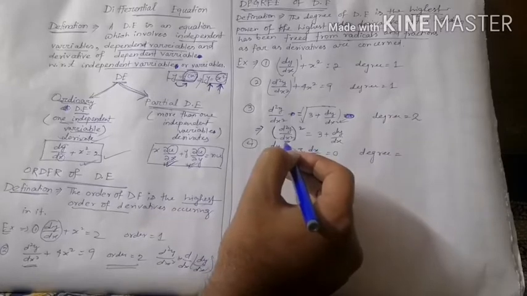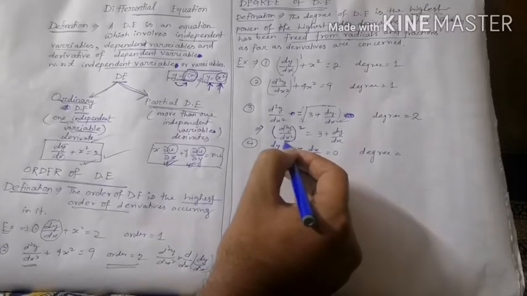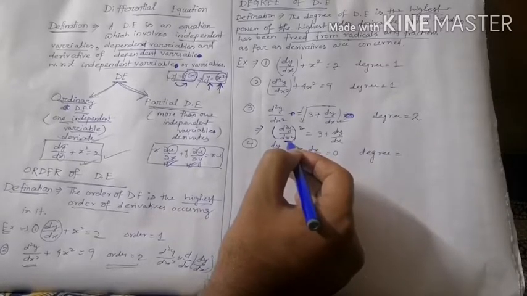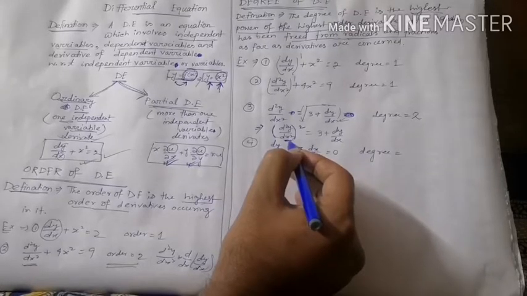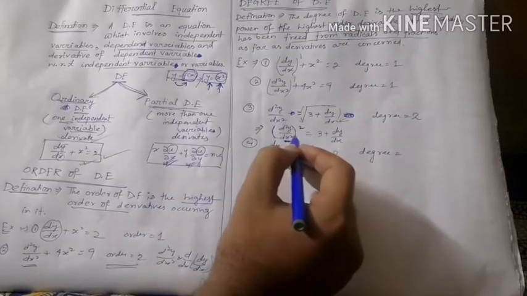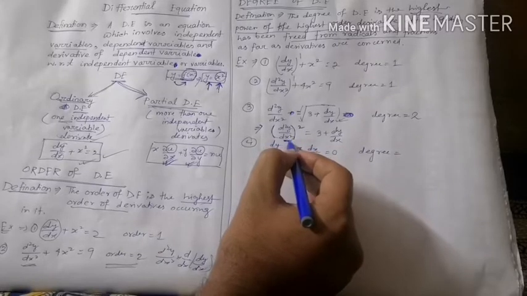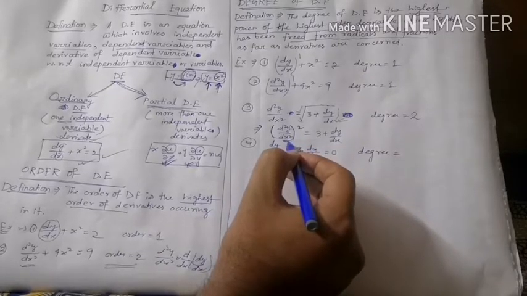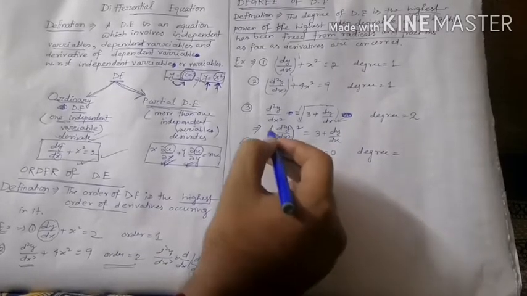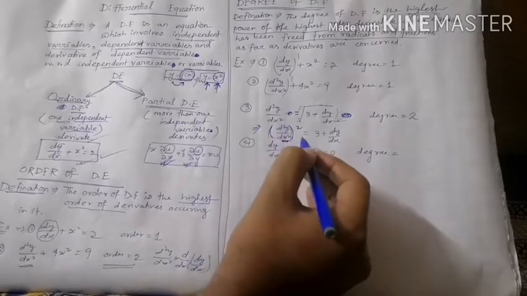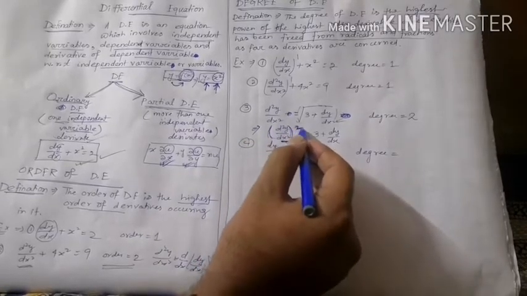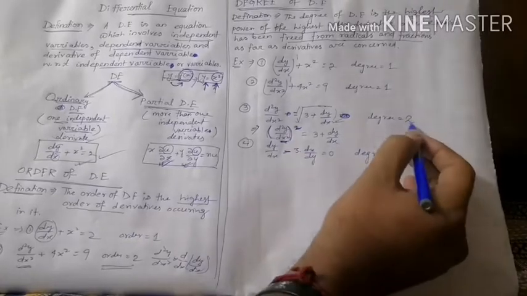Once again I will repeat. Here the highest order of the derivative is 2, so the order is 2. And the highest power of the highest order derivative is 2. Here the power is 2, so the degree is 2.